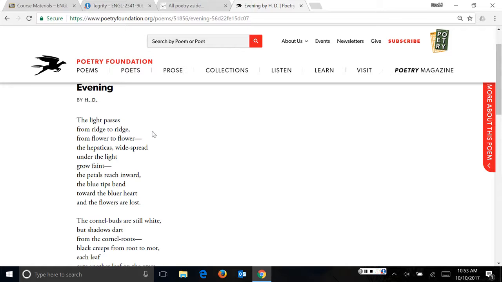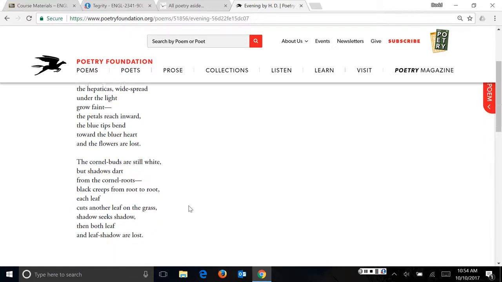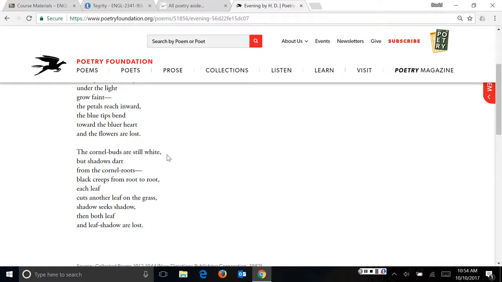The light passes from ridge to ridge, from flower to flower. The hepaticas, widespread under the light, grow faint. The petals reach inward. The blue tips bend toward the bluer heart, and the flowers are lost. The cornel buds are still white, but shadows dart from the cornel roots. Black creeps from root to root. Each leaf cuts another leaf on the grass. Shadow seeks shadow. Then both leaf and leaf shadow are lost.